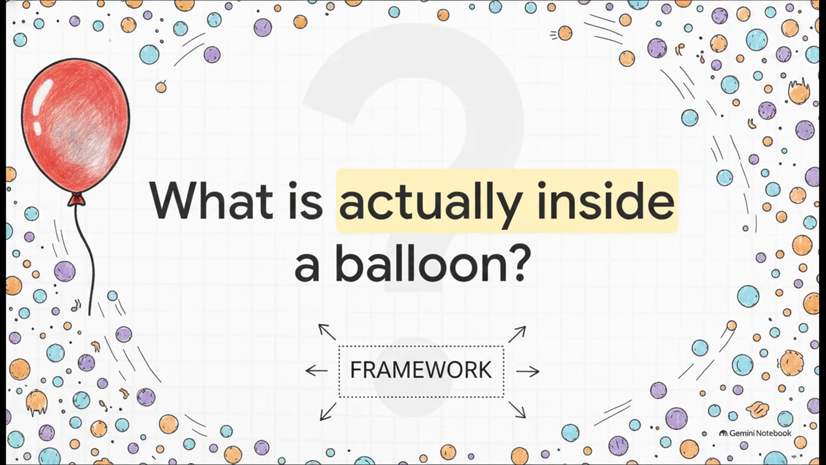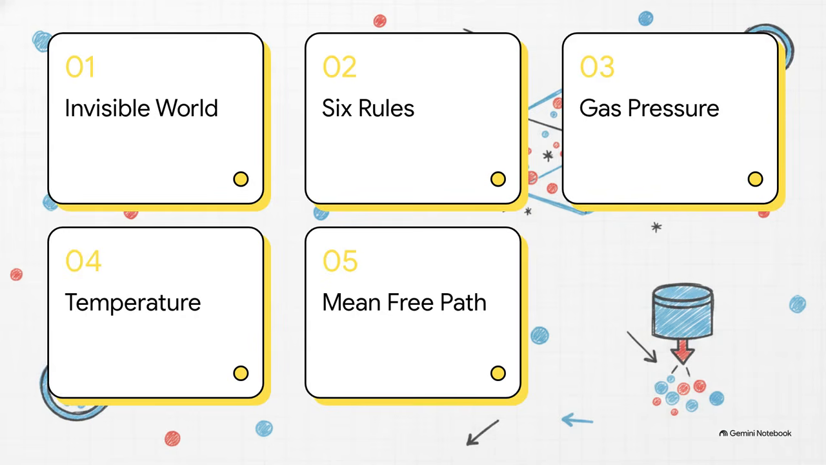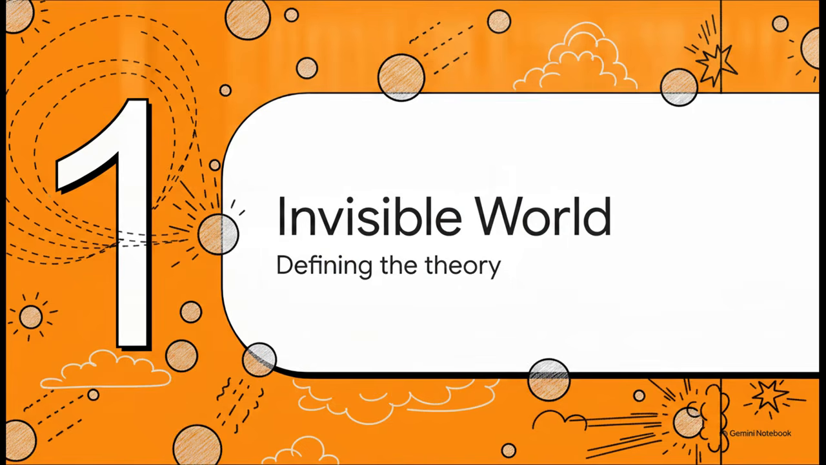But to truly understand what's happening, we need a framework. So, to map this all out today, here's our agenda. 1. The invisible world inside. 2. 6 rules of ideal gases. 3. The origins of gas pressure. 4. Temperature and kinetic energy. And 5. The mean free path. Let's start right at the very root of our mind map.